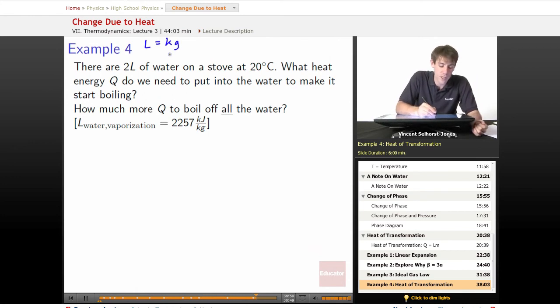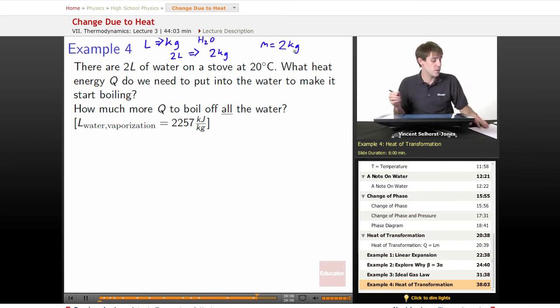So if a liter is equal to a kilogram, then 2 liters is equal to, well, a liter's not equal to a kilogram, but a liter goes to a kilogram when it's in terms of water. So 2 liters goes to 2 kilograms. So we've got a mass of 2 kilograms of water, which we're going to need to be able to do any of this.